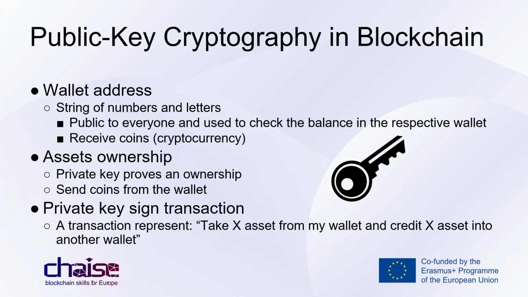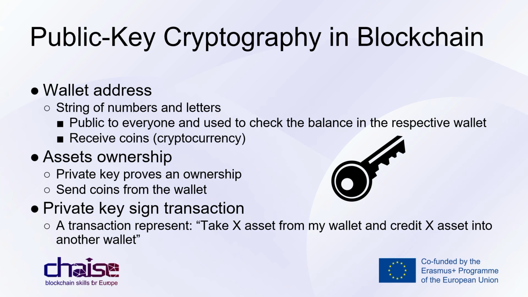For example, when a user creates a wallet on a blockchain, they are generating a public private key pair. Also in blockchain, public key cryptography is used to create the wallet address. A wallet address is just a string of numbers and letters generated from the public key, and it is public to everyone and used to check the balance in the respective wallet if it is attached to some cryptocurrency. The wallet address receives coins or cryptocurrencies. The wallet address holds crypto assets and sends coins from the wallet when the private key proves ownership.